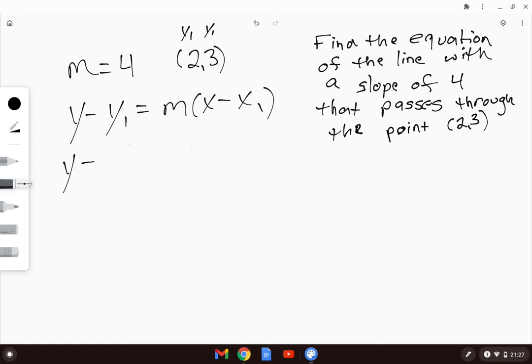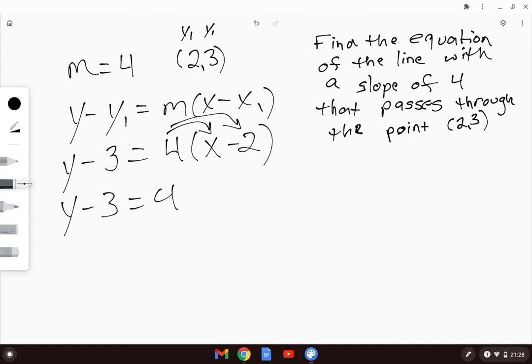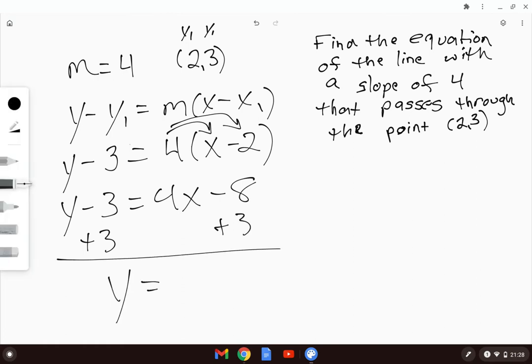So y minus my y1, which is 3, equals m, which is my slope, so 4 times x minus x1, which is the 2. So same thing that I did before, I'm just going to distribute the slope. And then I will add or subtract the y1 value. So now I have solved for y, so y equals 4x minus 5.